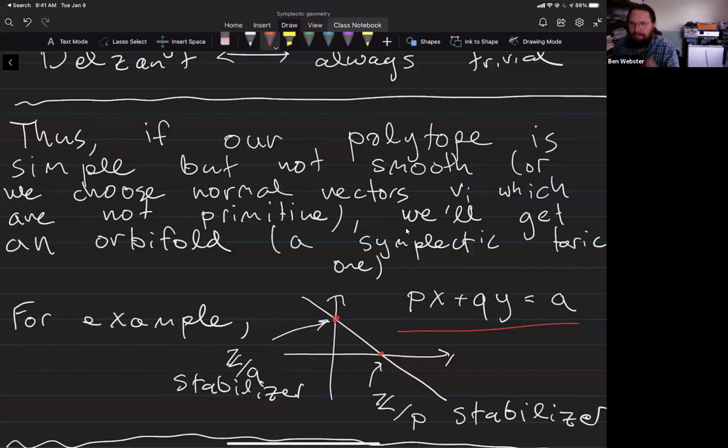So there are actually many more symplectic toric orbifolds than symplectic toric manifolds. It's kind of easy to write down simple polytopes because you can write down any set of hyperplanes and jiggle them so they're simple. But being Delzant is a really special, powerful condition.